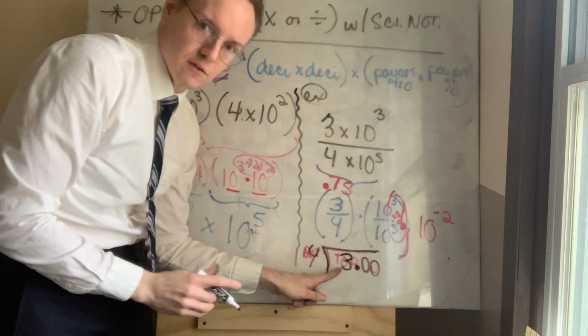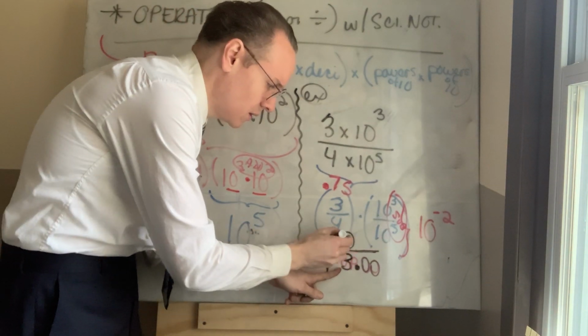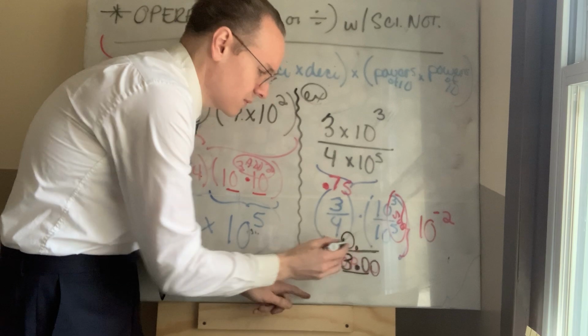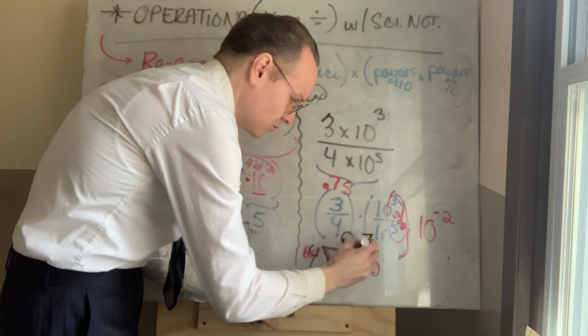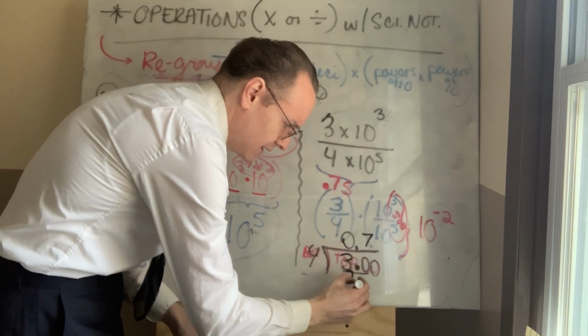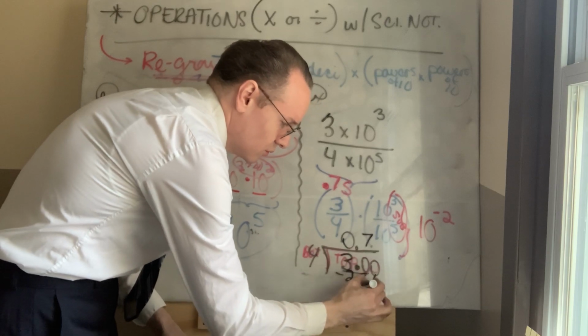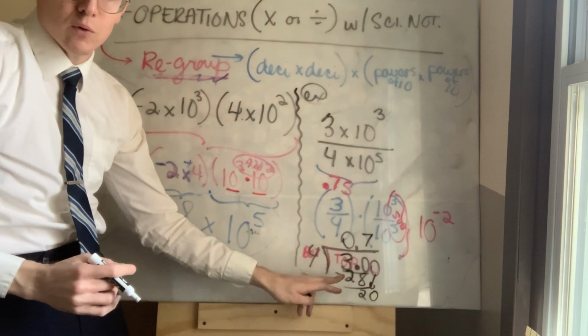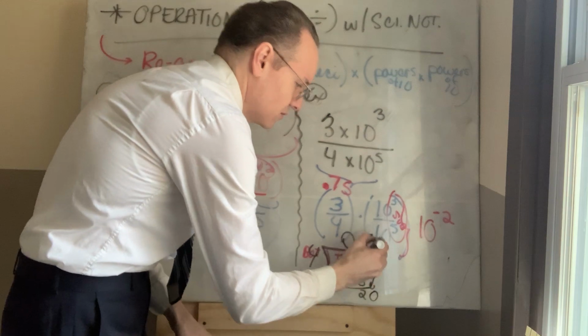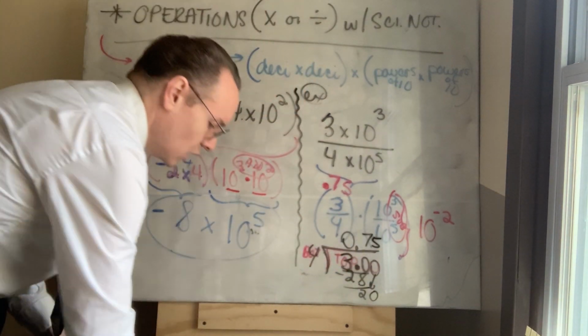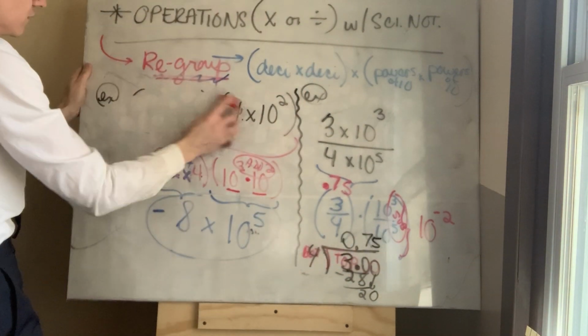4 does not fit into 3, it's too small, but 4 goes into 30 roughly 7 times, which is the difference of 30 and 28, and that's a difference of 2, and then 4 goes into 20 exactly 5 times. Anyhow, look at what you get as a leftover here.